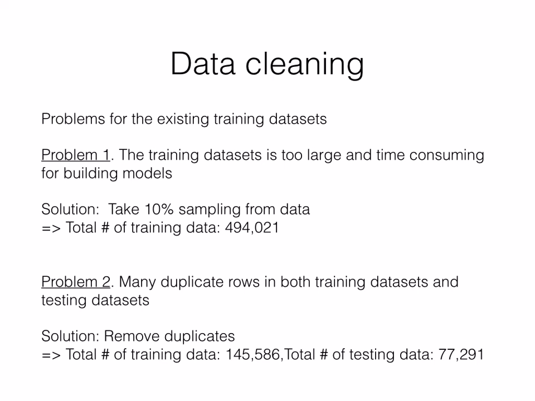The first thing is that we have to do some exploration of the data. The first problem I saw here is that the training data set is too large and very time consuming for building models. Because we have around 5 million training rows, if we don't do anything about it, it takes a lot of time to build a model, especially if you only use a single machine instead of a lot of nodes.